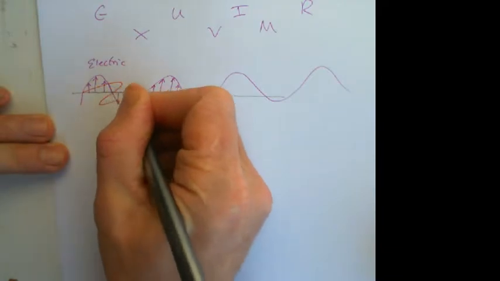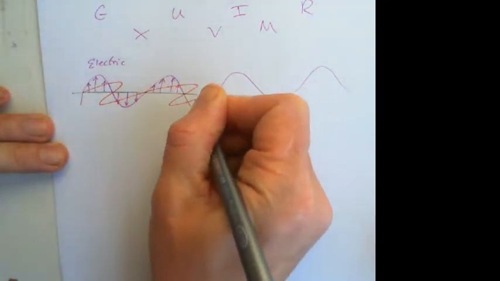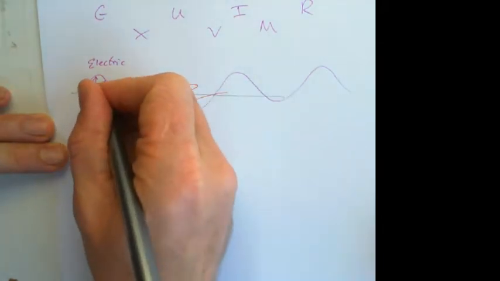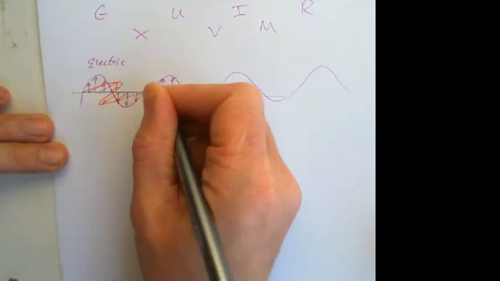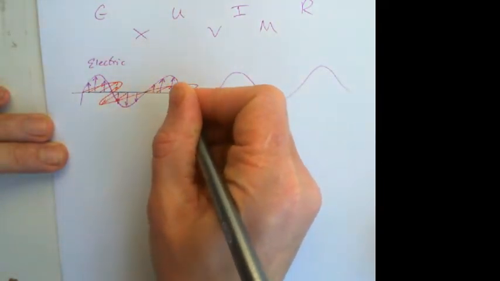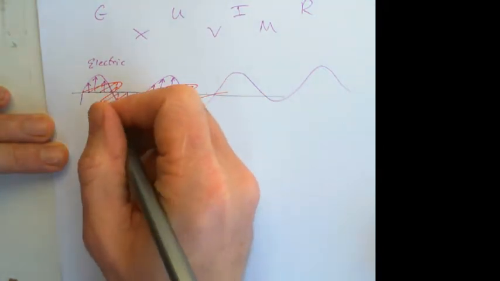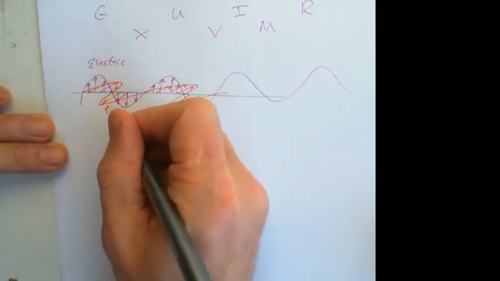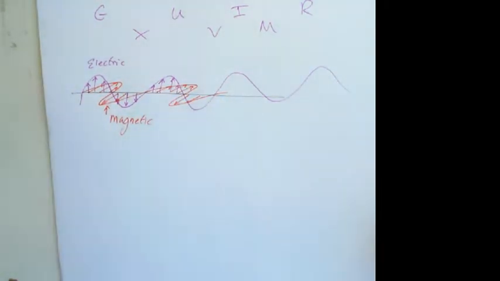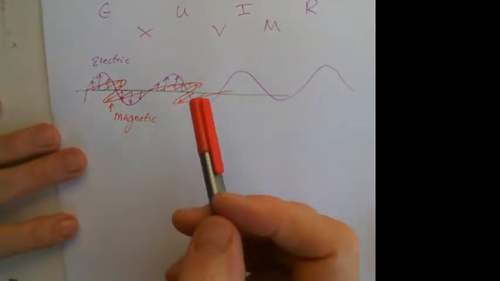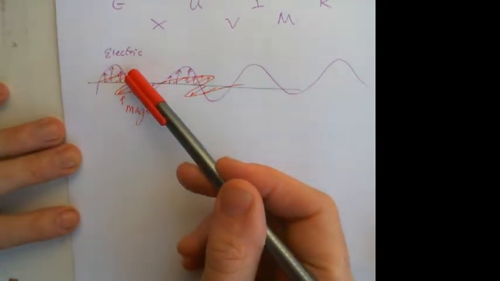So if I draw another wave at right angles to that first one that I've drawn, and this one is going up and down just the same, but the red one and the purple one are at right angles to each other, this one here will be the magnetic. The way that this works is, as this purple one changes, this red one changes.